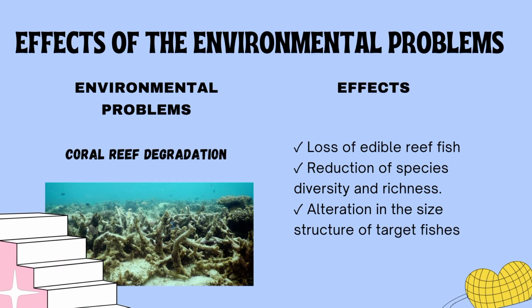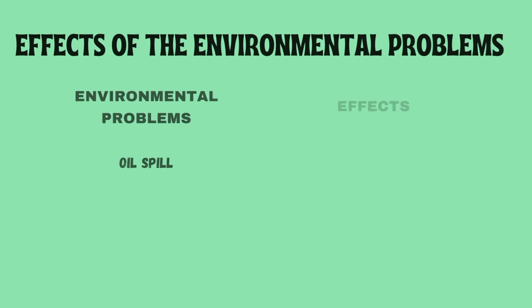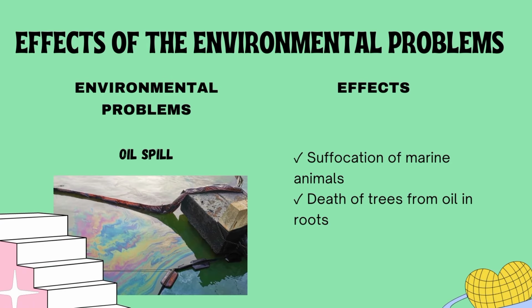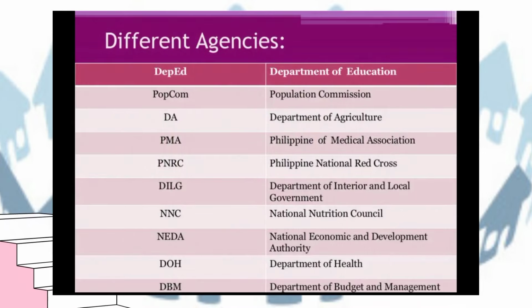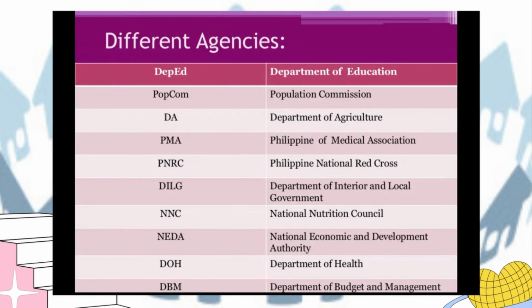Here are the possible effects of coral reef degradation: loss of edible reef fish, reduction of species, diversity and richness, and alteration in the size structure of target fishes. And here are the possible effects of oil spill: the suffocation of marine animals and the death of trees from oil in roots. And last subtopic for today's lesson are the different agencies that concern and help us protect ourselves from the different community and environmental problems.